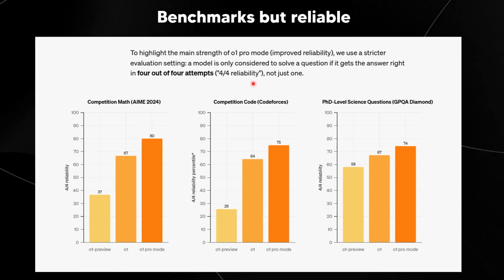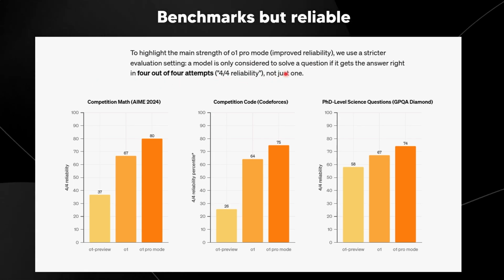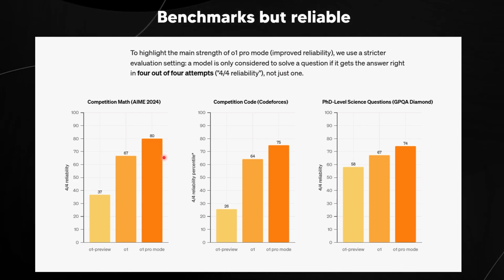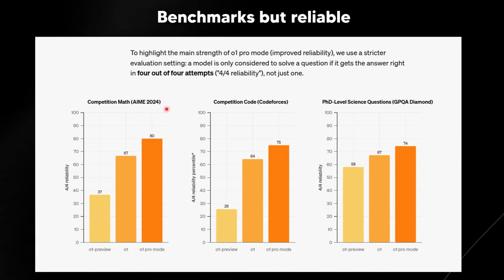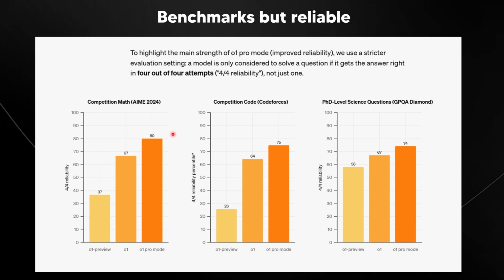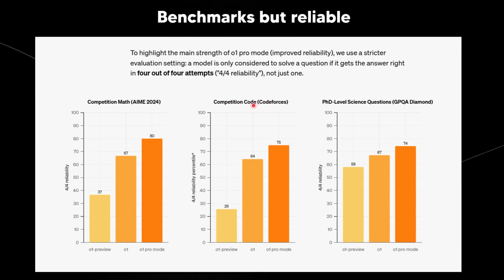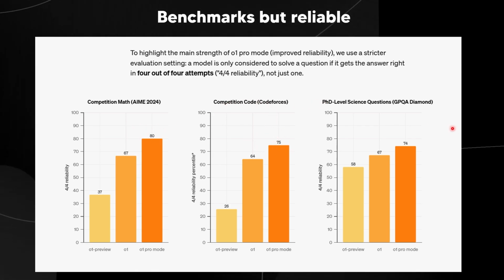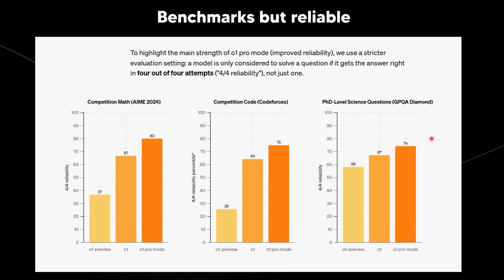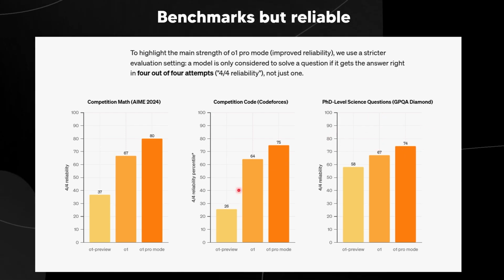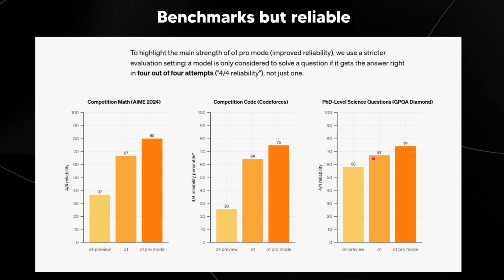4 out of 4 attempts. 4 out of 4 reliability, not just one. And we can see that for 4 out of 4 attempts in the competition math, O1 Pro mode achieves a score of 80. In competition code, it achieves a score of 75. And in PhD science level questions, it achieves a score of 74. So you can see overall, that jump is pretty significant.